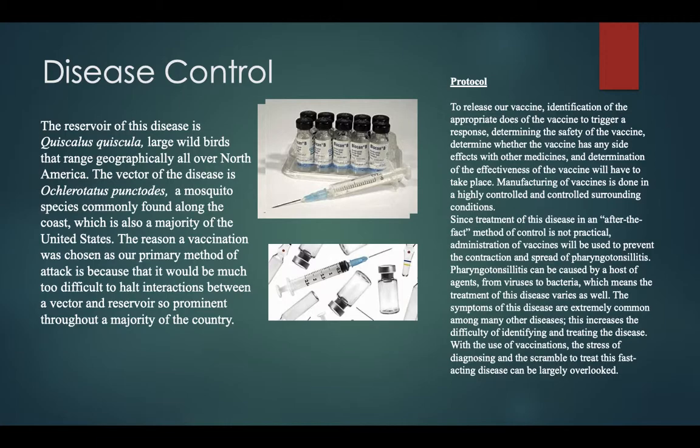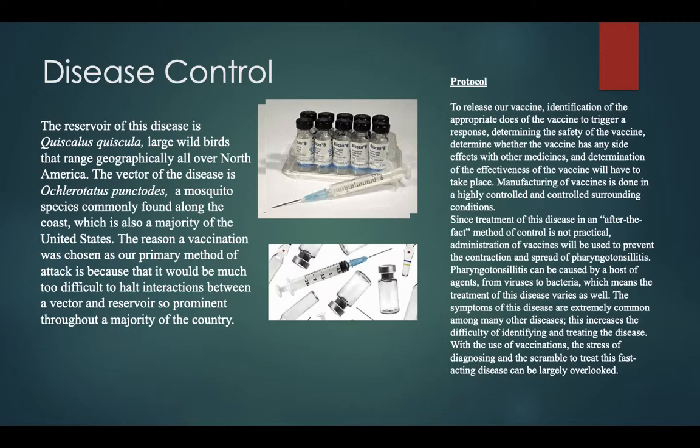Using a vaccination will allow us to break the link between the disease and the host after contact. The reason a vaccination was chosen as a primary method of attack is that it would be much more difficult to halt interactions between a vector and the reservoir, so prominent throughout a majority of the country, which is why a vaccination can halt the interactions from the very beginning. This also allows us to distribute vaccinations to people in areas where this vector is known to be.